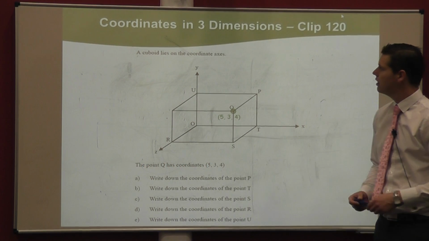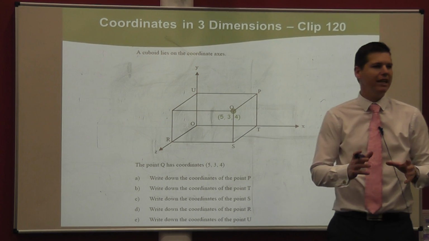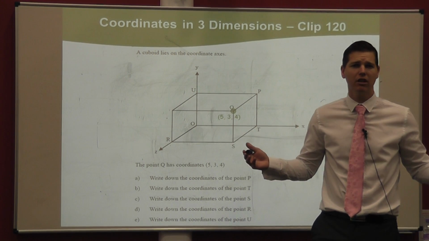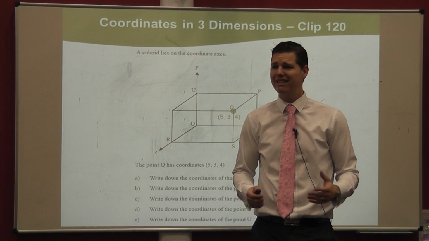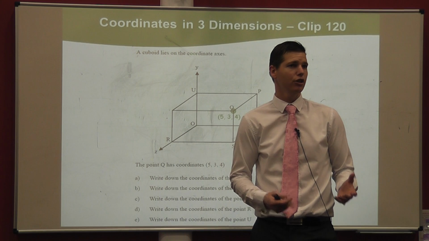I'm going to do this. Cuboid lies on coordinate axes. Now, with this it's 3D coordinates. Now, goodness me. Anyone here got a 3D TV? No? We've been to 3D and seen cinema in 3D. You know what it is.